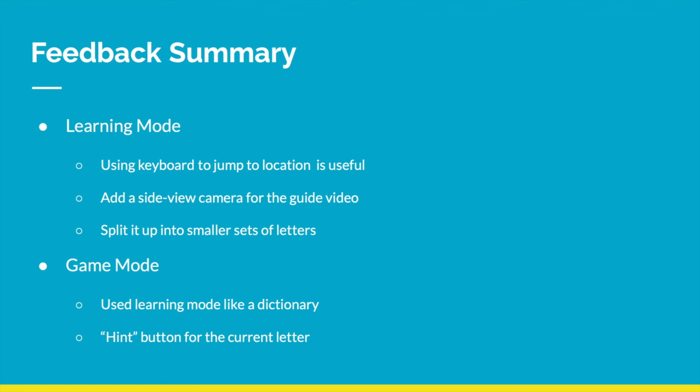When Andy tried the game mode, he immediately switched back to the learning mode to look up the letters he didn't know. I was sort of hoping he'd do that, but hadn't explicitly told him to, so it was cool to see that he arrived at the same place. He suggested having a hint button functionality that shows you the video for the current letter, which would save you the trouble of switching back and forth to the learning mode.